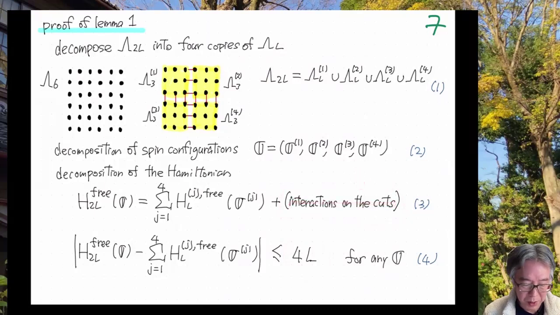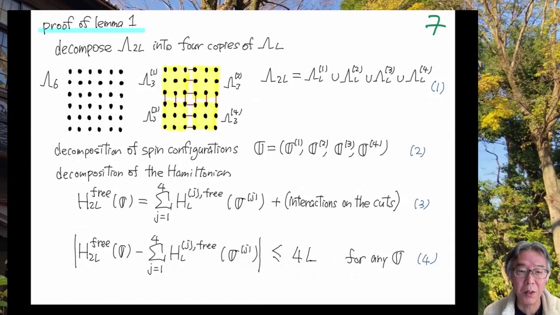So of course this is a difference between this Hamiltonian on the whole thing and the sum of Hamiltonians on each smaller lattice. And in this case, of course, this difference again depends on the sigma, but the worst case estimate tells that the difference can be at most 4L, or at least minus 4L. Okay. So this is the essential estimate.